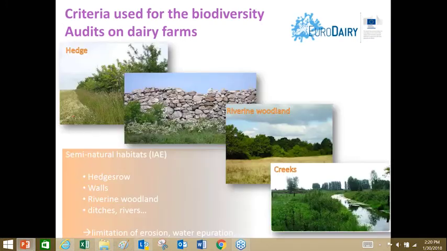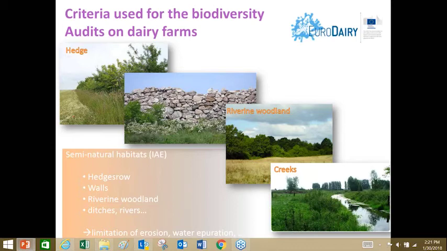That's why they're important. And this slide is just to illustrate what semi-natural habitats are. It can be hedges, walls, riverine woodland, creeks, and so on, rivers. And what is also good with these semi-natural habitats is that they also produce co-benefits for the farm, like they can limit erosion, they can help with water regulation, and so on. So it's like a win-win partnership for the farm.